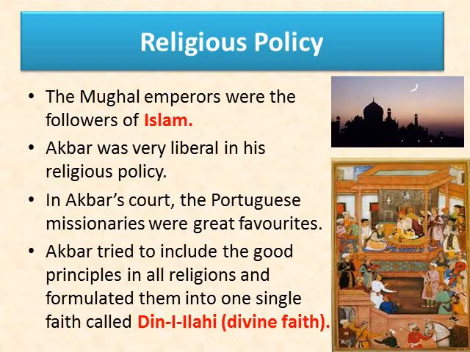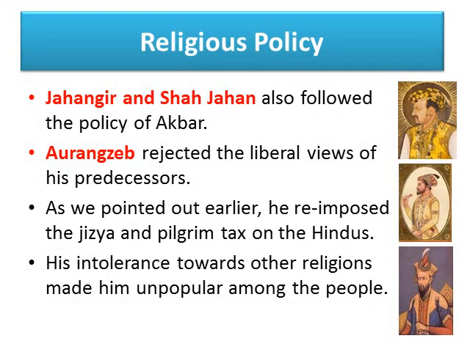Akbar's religious policies, dear children, were followed by Jahangir as well as Shah Jahan. But Aurangzeb rejected the liberal views of his predecessor. He was not very religiously tolerant towards other religions. He favored only Islam. As we pointed out earlier, he reimposed the jizya and pilgrim tax on Hindus. He imposed the tax, jizya, which had been eliminated, as well as a pilgrim tax on the Hindus. His intolerance towards other religions made him unpopular among the people. So he was not very popular among his people because of his religious intolerance.